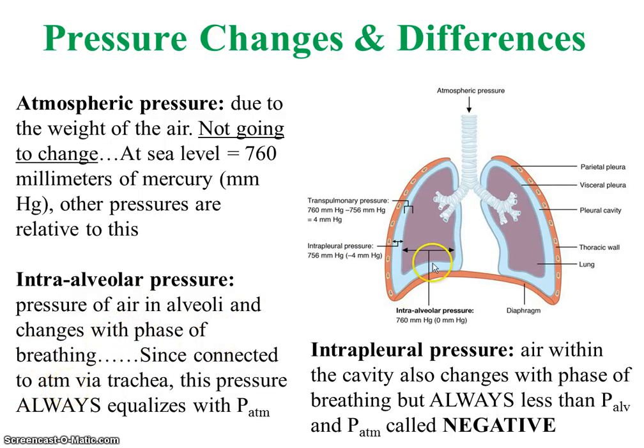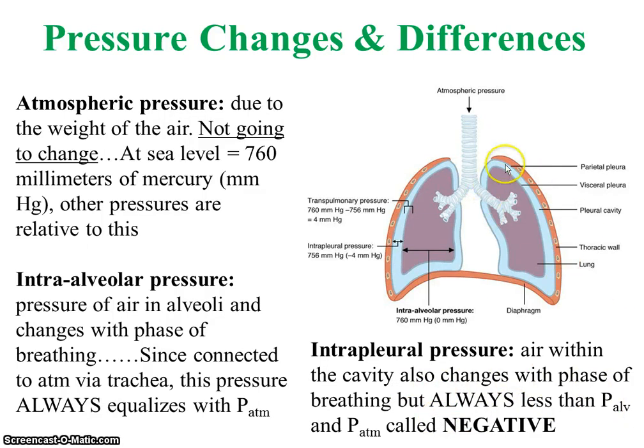Since it's connected to the atmosphere through the trachea, the pressure always equalizes, okay? And I said once it's equal, there won't be movement. And then the intrapleural pressure is really in this cavity between, which doesn't exchange with the environment, and doesn't exchange with the alveoli. It's not continuous. So it always changes with the phase, but it's always less, all right?